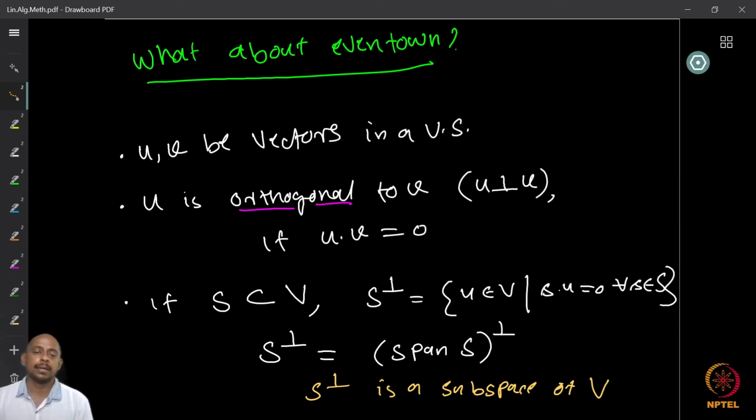Now one can show that S-perp, which is the collection of such orthogonal vectors, is actually equal to the perpendicular of the span of S, and both S-perp and span of S-perp are subspaces of V. S is just an arbitrary subset, but S-perp is a subspace of V, because linear combinations of zero vectors are zero vectors. One can verify that linear combinations will give the span, and the span of any set of vectors is a vector space.